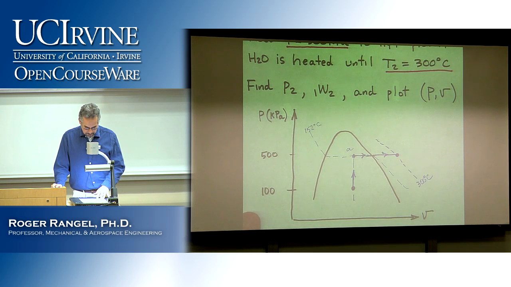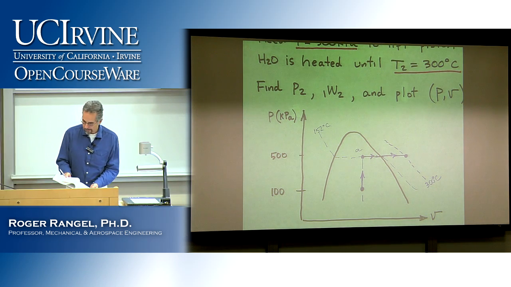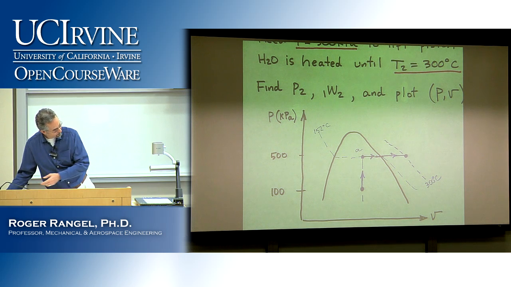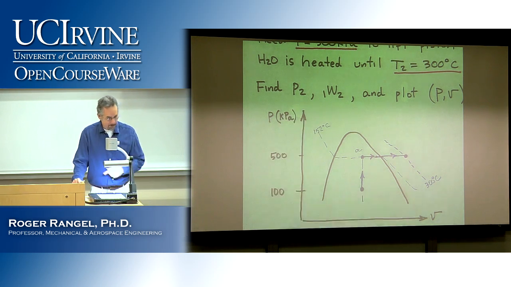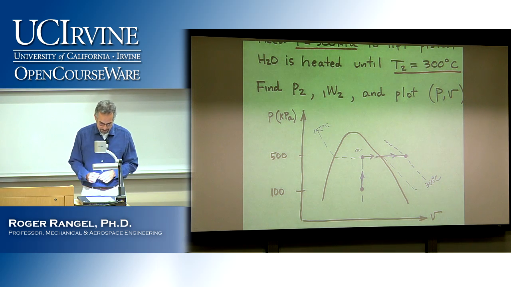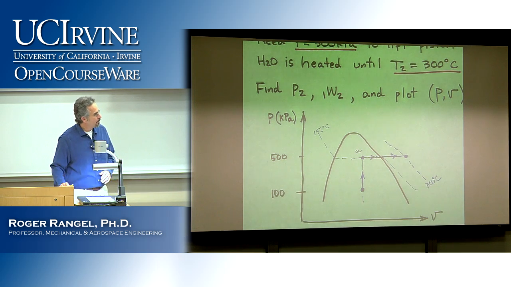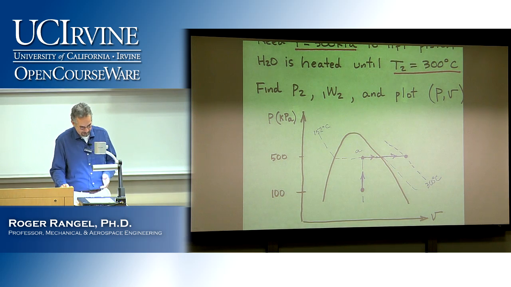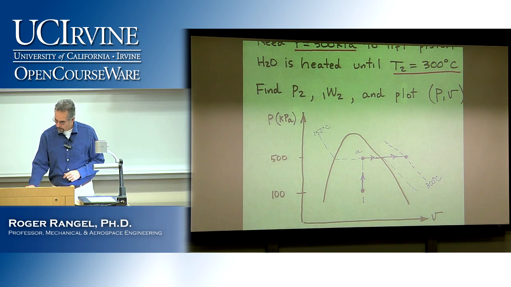All right, so let's go in order here then. I need to find P2. What is P2? The final pressure. We already answered that question by doing the sketch, right? So P2, the final pressure, is indeed the 500 kilopascals. So that's trivial at this point. Now I need to find the work. How do I find the work?